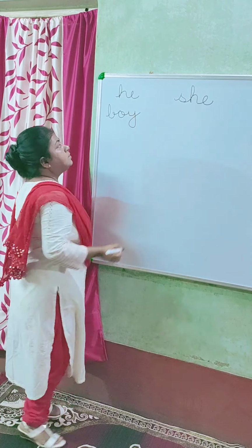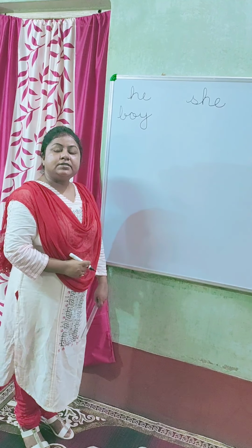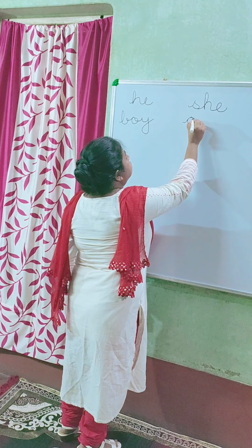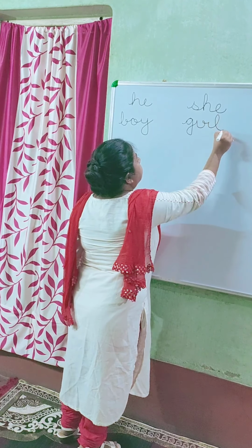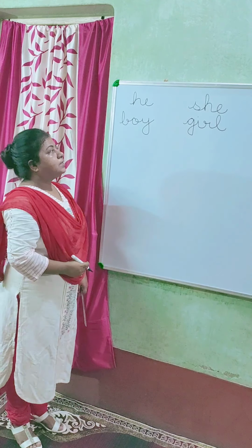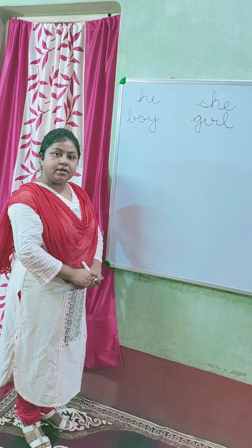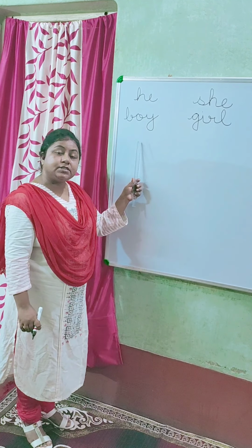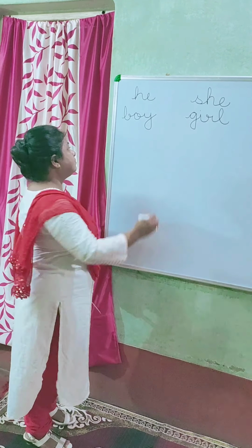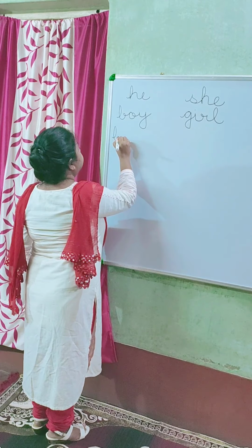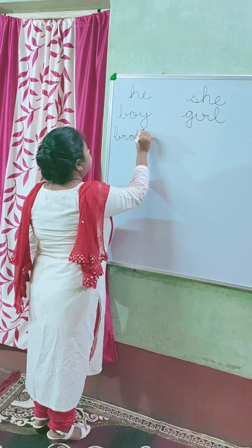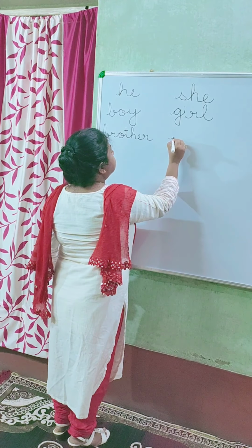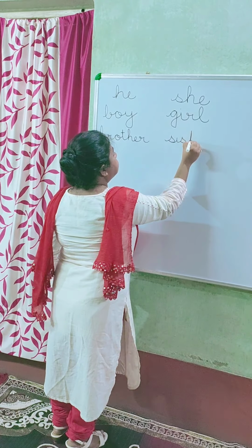B-O-Y. Similarly, a girl, she is a female gender. G-I-R-L, girl. So your brother is a boy, so it will come under he. And similarly, your sister is a girl, so she. Brother, B-R-O-T-H-E-R, and she, sister, S-I-S-T-E-R.